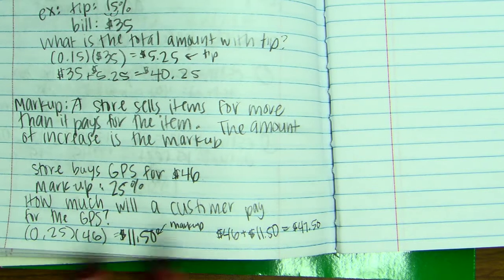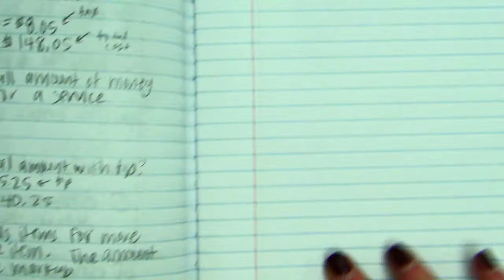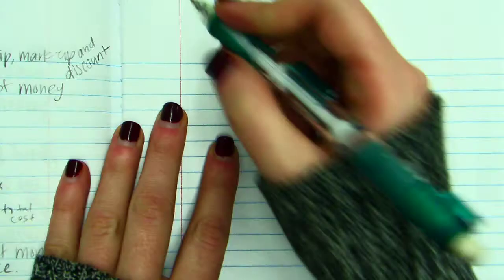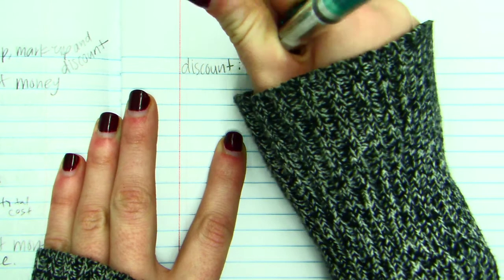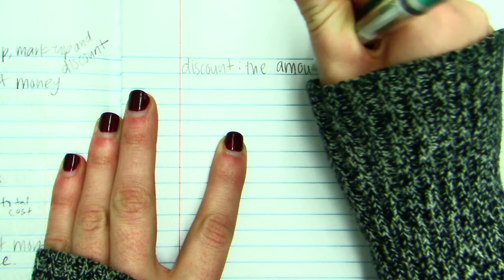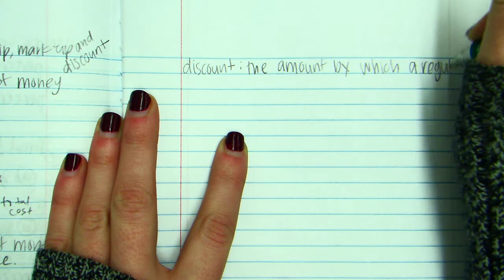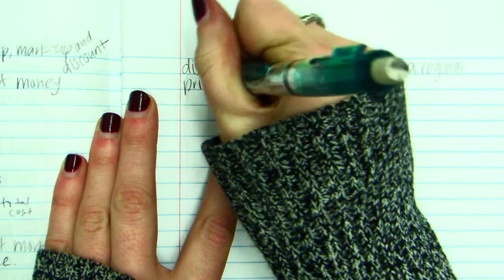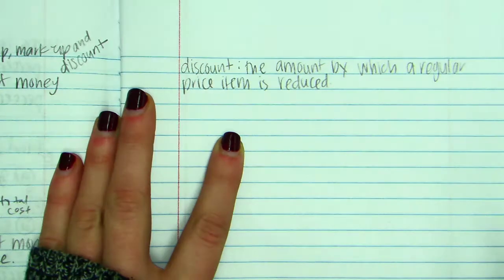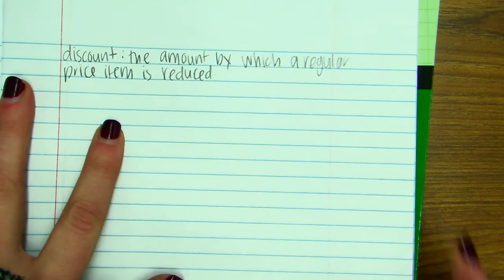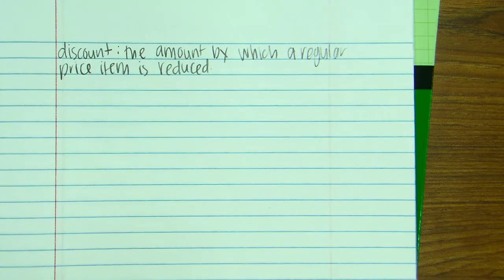We just have one more thing to talk about. The last thing we have to talk about here is discount. So I'm going to go on to the next page and I'm going to put discount over here. Discount is the amount by which a regular price item is reduced. Okay, you know what discount is. That's when an item is on sale.